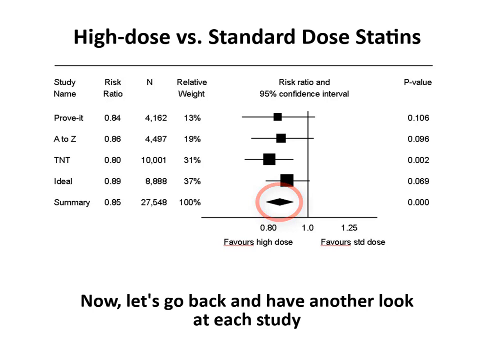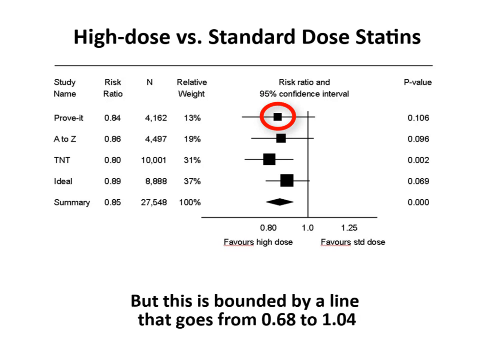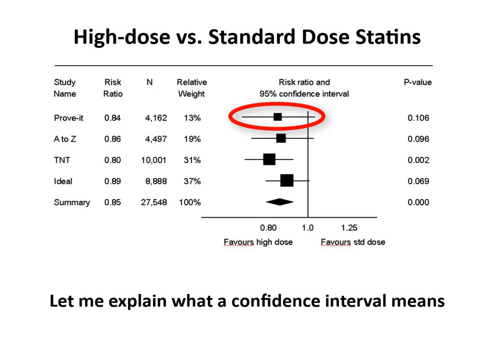Now, let's go back and have another look at each study. For the first study, the effect size is 0.84, but this is bounded by a line that goes from 0.68 to 1.04. That line corresponds to the confidence interval, and let me explain what the confidence interval means.